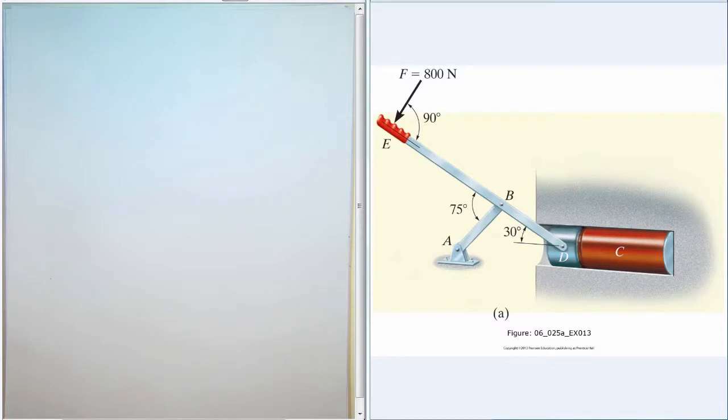So what we want to do is find the forces at the joints between the members by applying the equations of equilibrium. And once we have these forces, this allows an engineer to design the parts for the structure of a machine using strength of materials concepts.